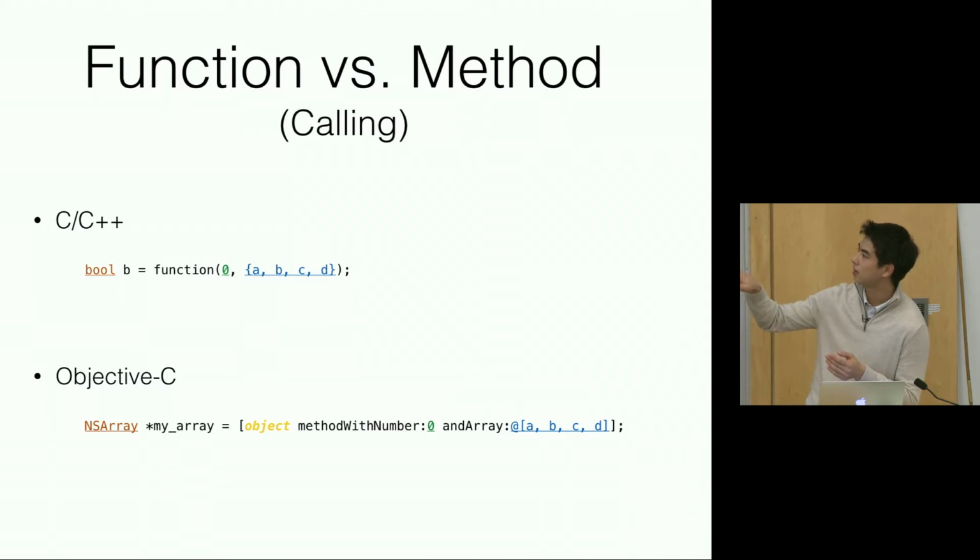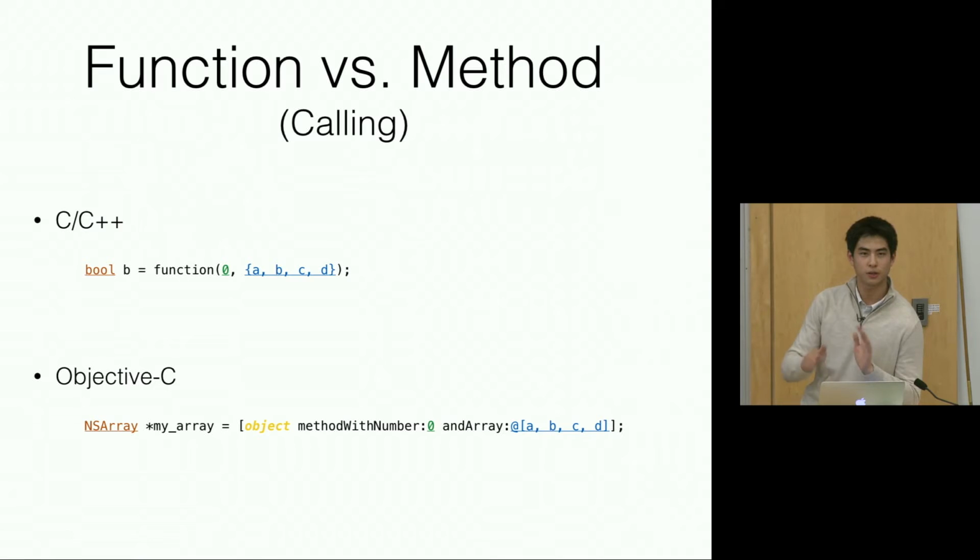You have NSArray star myArray, and it's going to equal. Now, the only difference here is this object thing, which I've highlighted in yellow. And as you can see in C, there's no other yellow word. It's because methods belong with a certain object. So that's why I need to have an object that calls this method on the number 0 and then the NSArray ABCD. Any questions on that? We'll see these concepts in action pretty soon when we go into a demo.